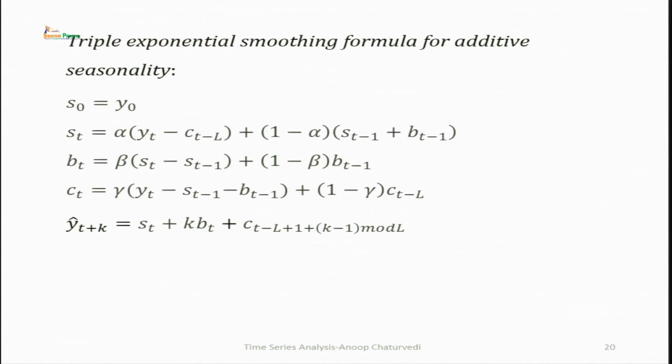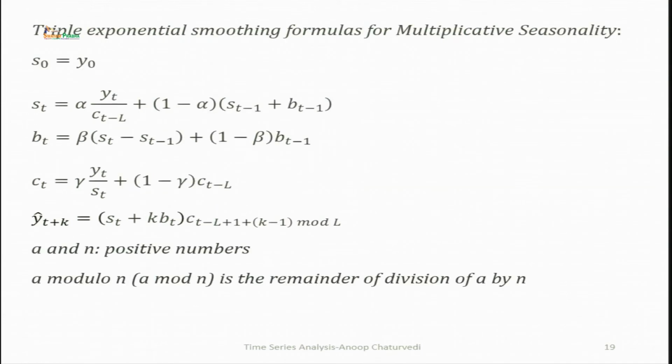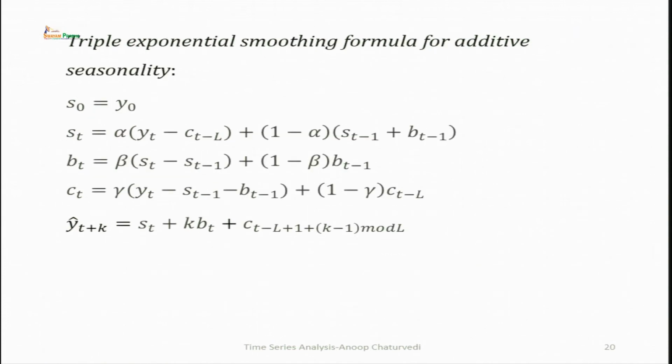Then this is the formula for additive seasonality. So, in the multiplicative seasonality, we have divided y t by C t minus L, or in this equation we have divided y t by S t, because you are assuming that the seasonality is multiplicative. But if you assume additive seasonality, then you have to subtract the seasonal part. Rest of the terms are the same.